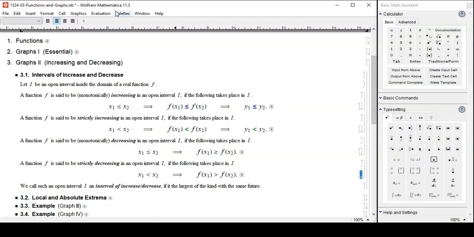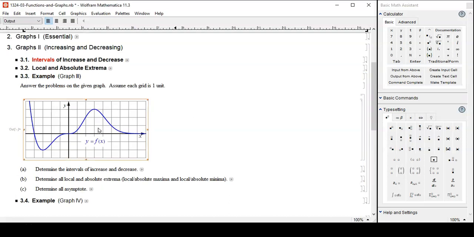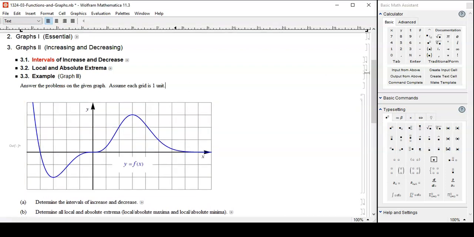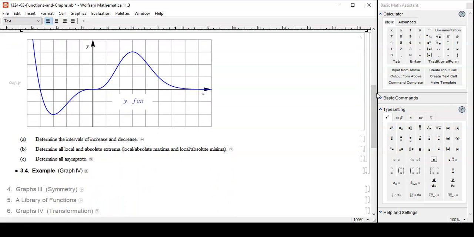Now the hard part is this. What do you mean by intervals of increase and decrease? What do you mean by an interval here? It may be a little bit difficult to understand, so let's go ahead with an example problem. That'll solidify your understanding. Let's see. Graph is a little bit too small, so let's increase this. Let's magnify this. And let's answer the question. A, determine the intervals of increase and decrease.